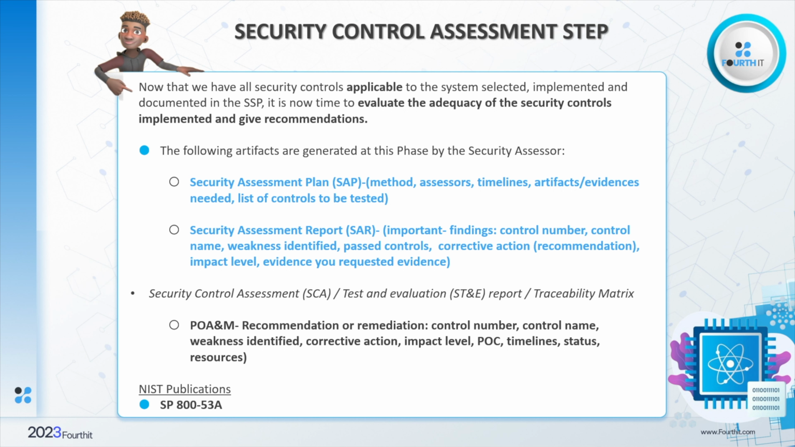You also have to develop the POA&M. The POA&M is a plan of action and milestones. We're going to talk a lot about it when we get to vulnerability management. The POA&M is a plan of action and milestones. It contains remediation and recommendations, control numbers, control name, the weaknesses identified, the impact level, the SLAs, and the resources needed to remediate those findings that we came up with during the assessment. Remember, we used NIST 800-53A to do the assessment.